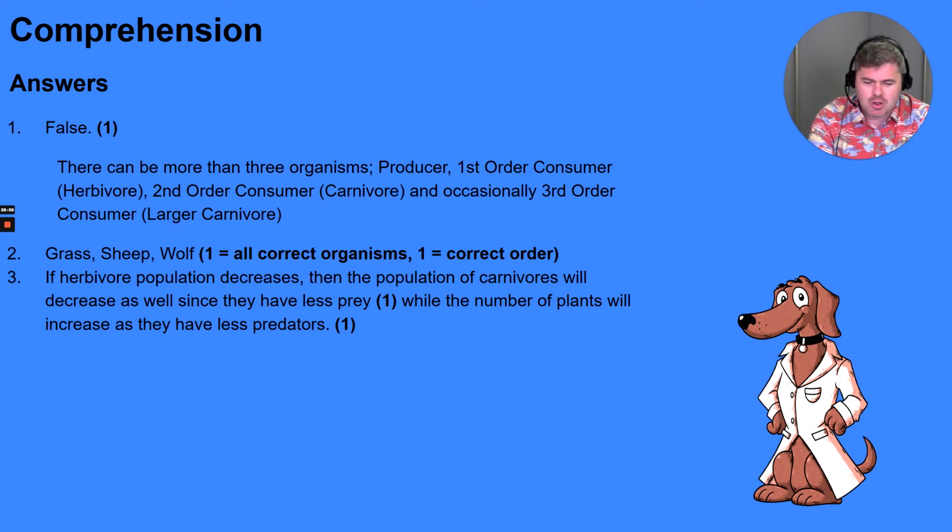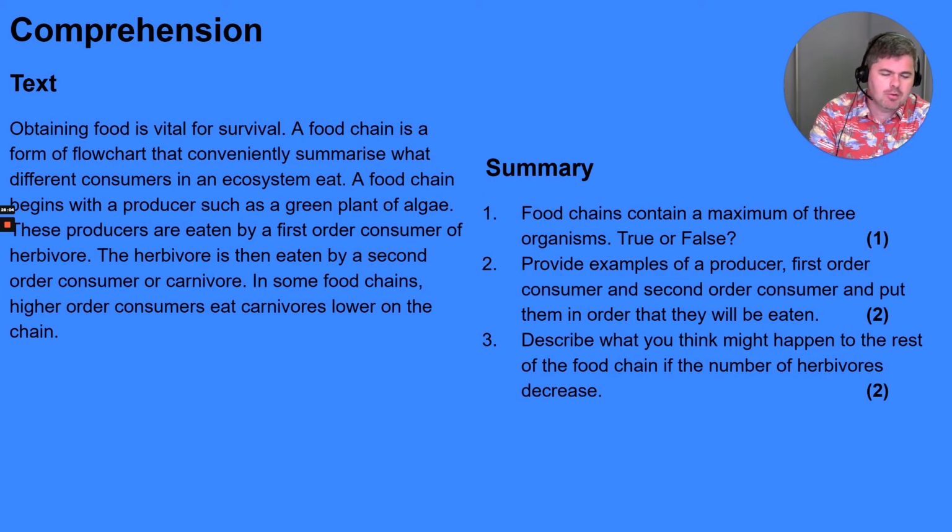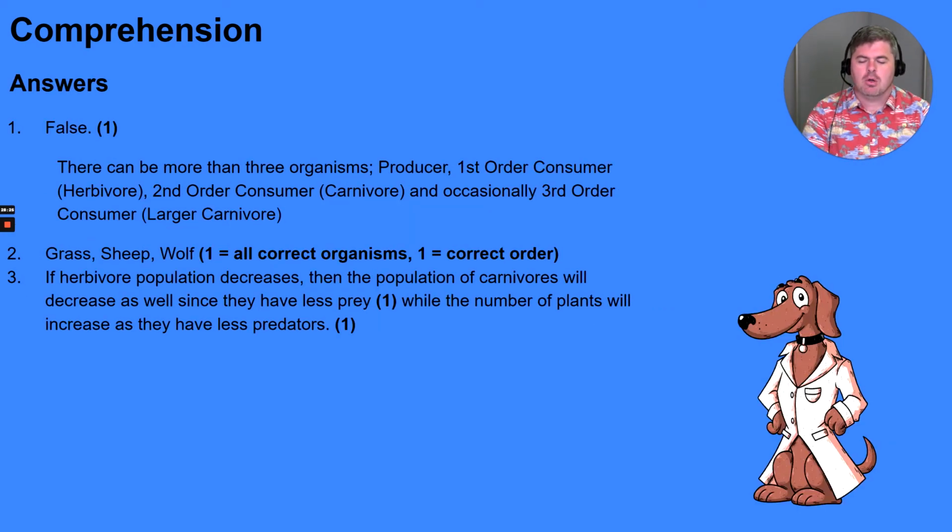Now, for question 2, provide examples of a producer, first order consumer, and second order consumer, and put them in the order that they will be eaten. Alright, so for this one, we're doing it in the order of the thing that's going to be eaten first, then what eats it, then what eats it. So, the grass is always eaten first by the sheep. The sheep is then eaten by the wolf.